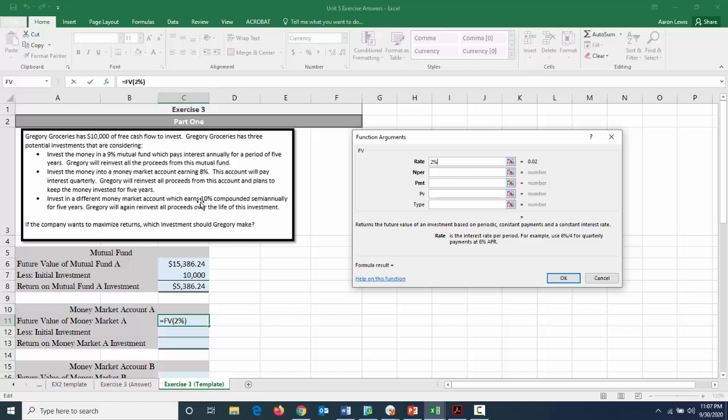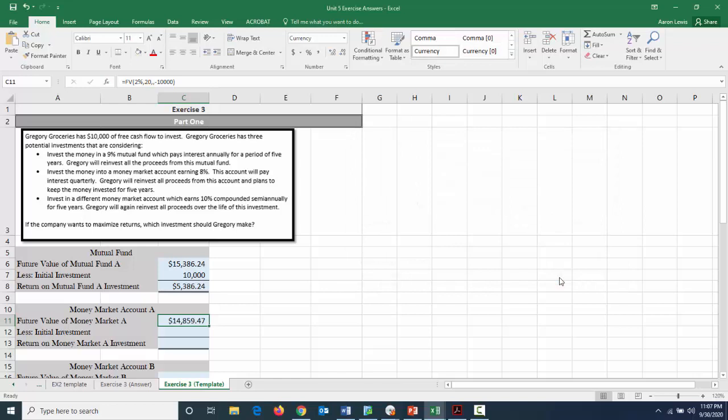Number of periods, the number of times that it compounds. Well, we're going to keep the money invested for 5 years, and we know that it compounds quarterly. So 5 years at 4 times a year is a total of 20 interest payments, 20 compounds. And our present value is still that initial cash outlay of $10,000. So if we invest in money market account A, the future value of that is going to be $14,859.47.